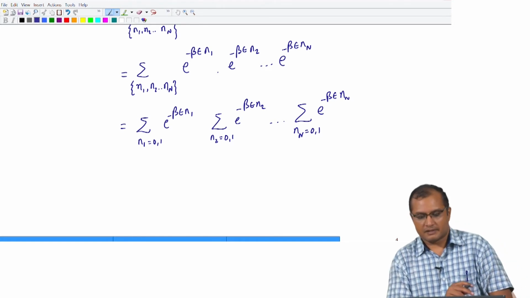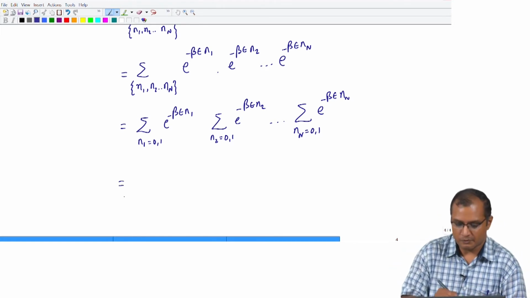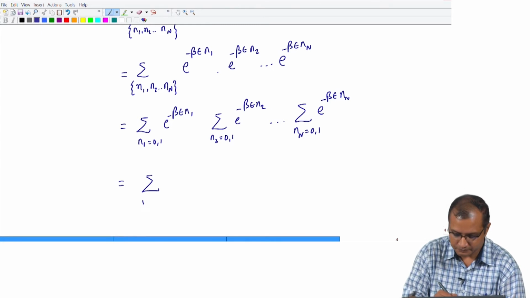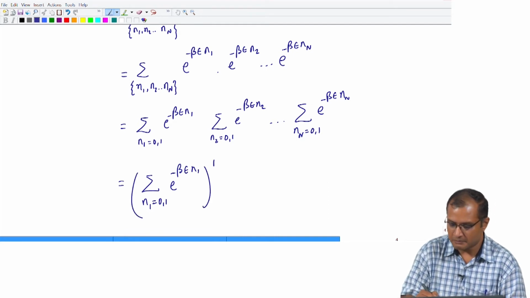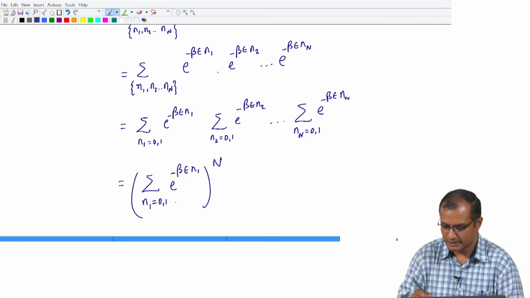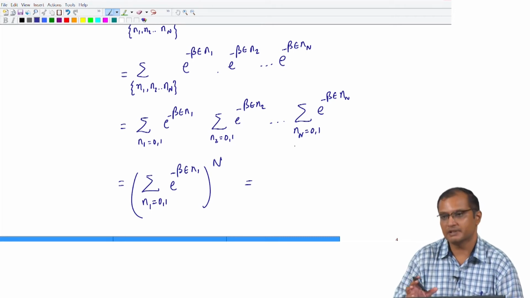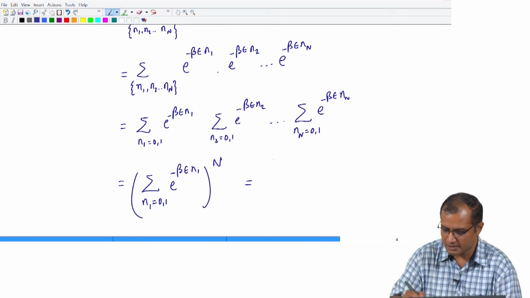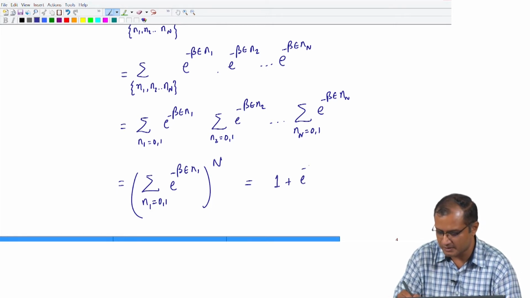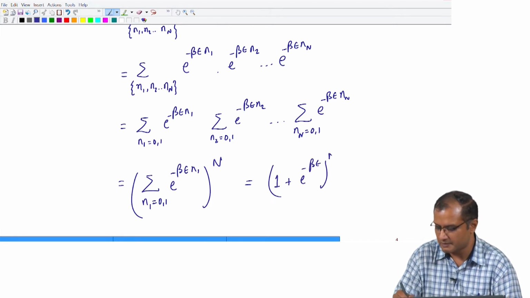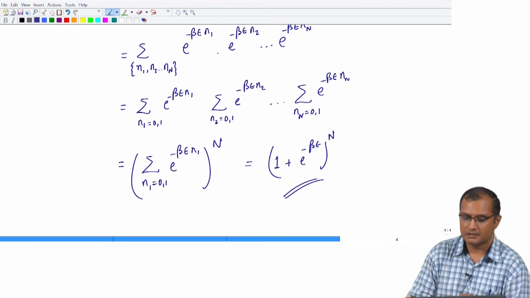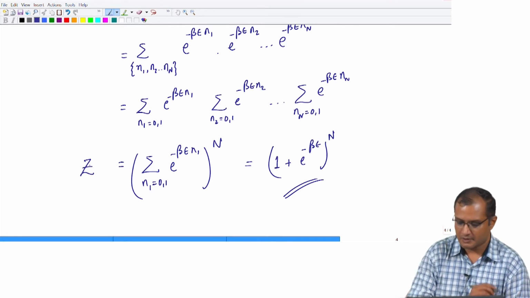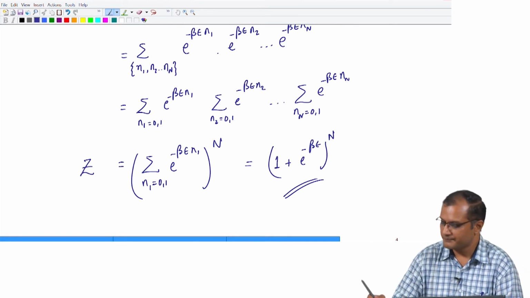Now, please look at these summations, they are all independent, which means I can simply take one of them and raise it to power n, okay, and which is nothing but, if I take the values of n1 as 0 and 1, this becomes 1 plus e raised to minus beta epsilon, to the power n. That is my partition function, that simple. Now, the partition function is ready.